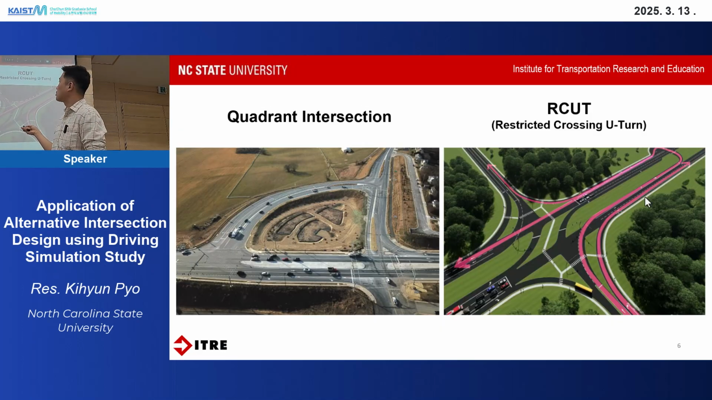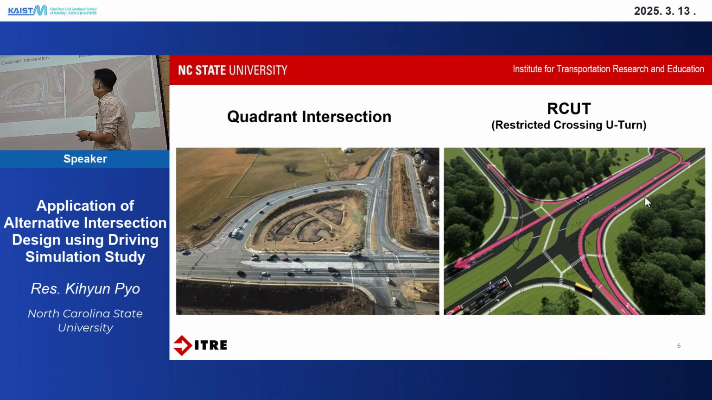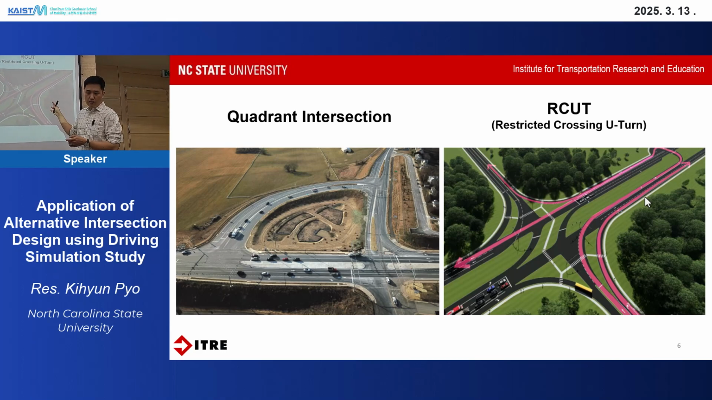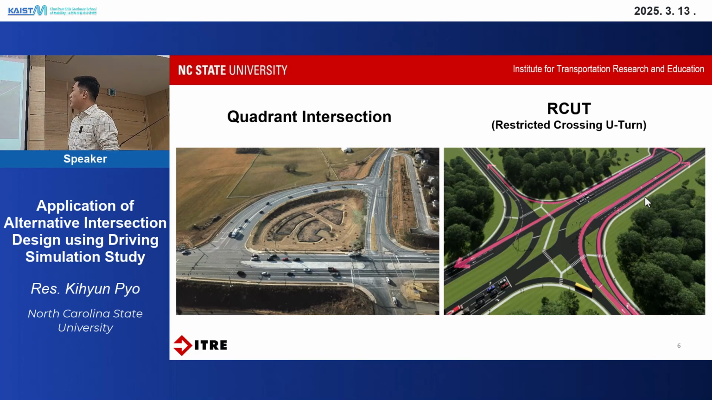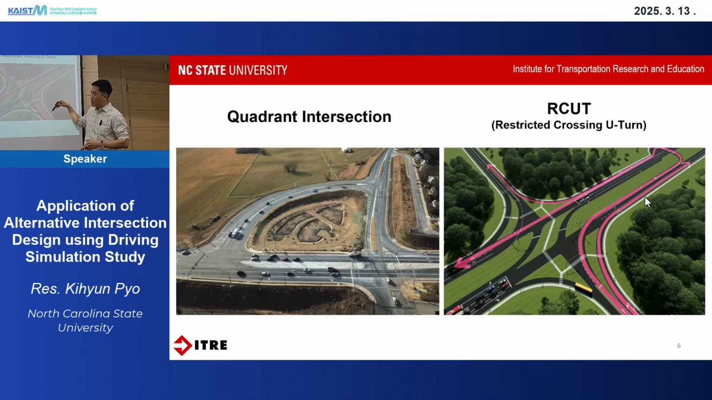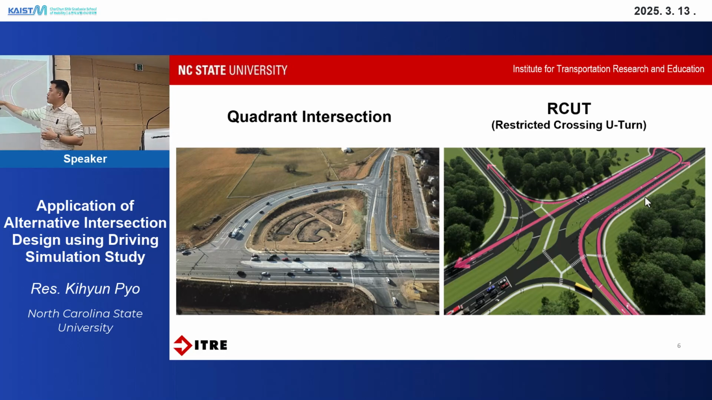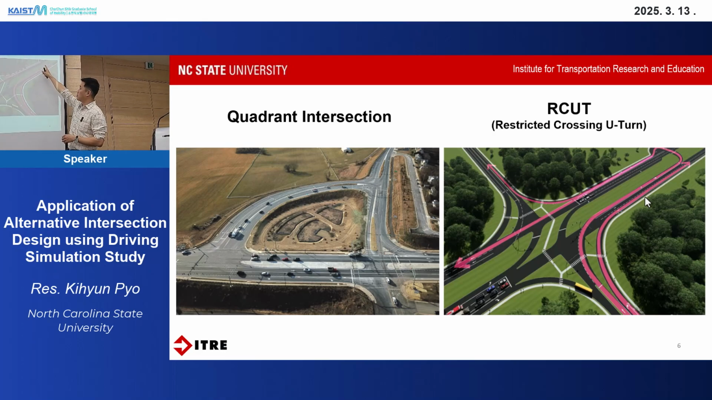Another case is the quadrant intersection. I think this is very similar to one in Korea. Next is RCUT, the most popular intersection type, meaning restricted crossing U-turn. So the center point is blocked. In order to make a left turn or go straight, the driver should use a U-turn over there, a detour.